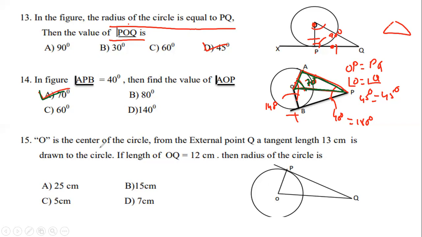O is the center of the circle. The given external point Q, tangent length is 13. OQ length is 12 centimeters. Then radius is dash. You need to find out the radius. Observe here, a little bit of mistake is there, because in a right angle triangle the hypotenuse is the longest side. I think this one is 13 and this one is 12.